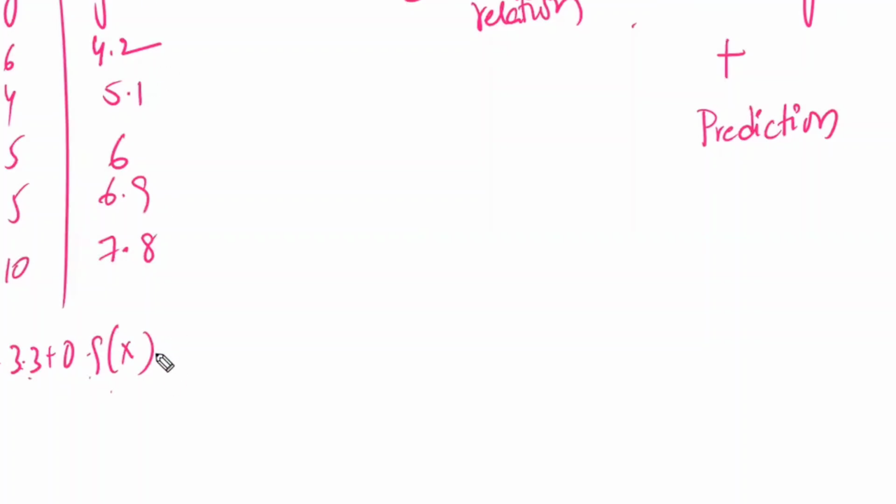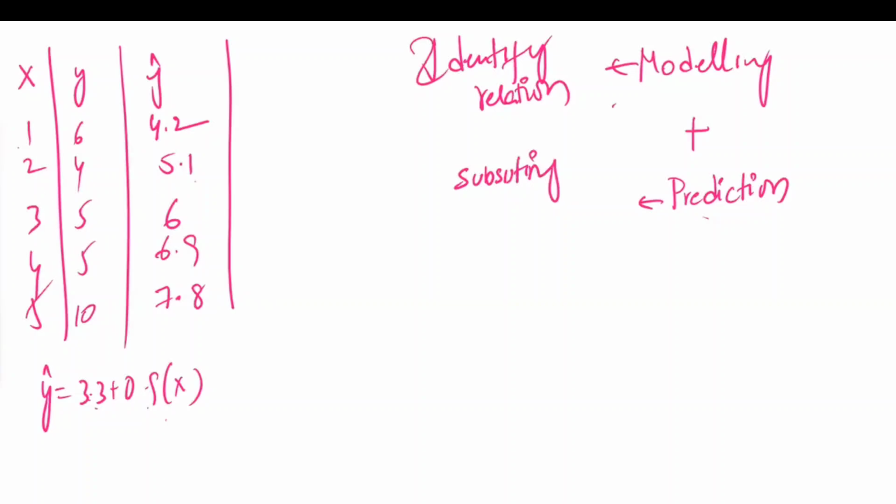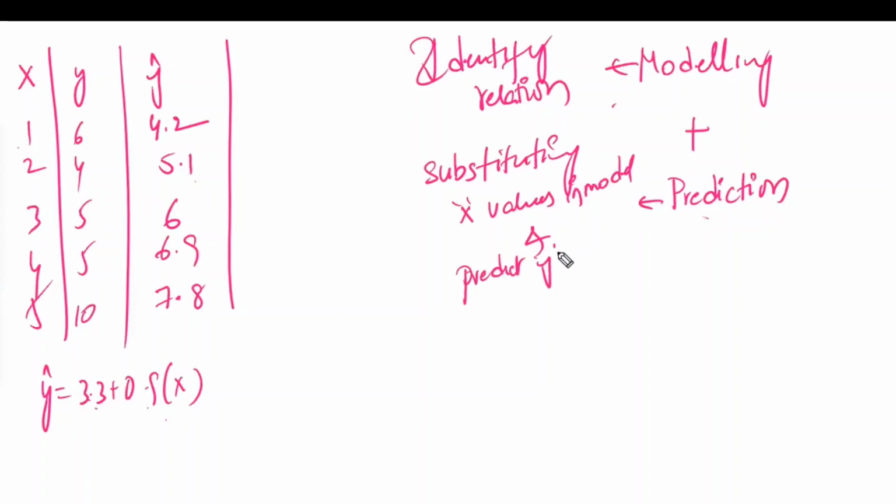Right? So with respect to this, these values are called prediction. This concept is called prediction. What is meant by prediction? Substituting x values in the model and predicting the y value is called prediction. The meaning of prediction is that one. Substituting the x values in the model and predicting the y values is called prediction.